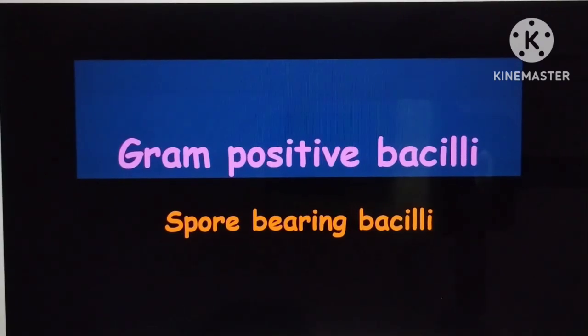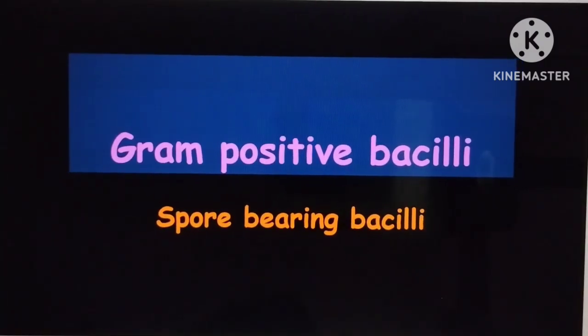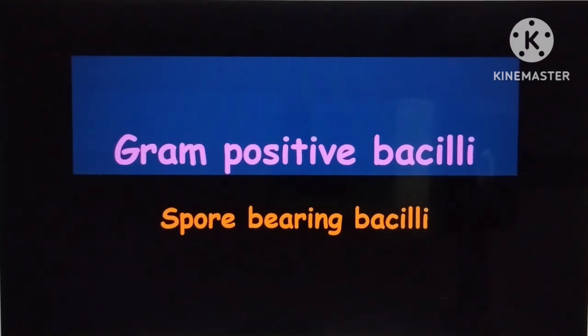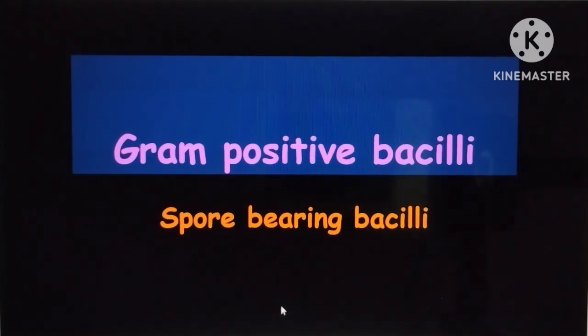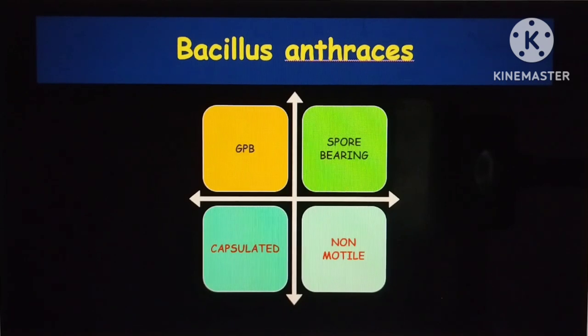Hello friends, in this video we will deal with gram-positive bacilli. I have divided gram-positive bacilli into spore-bearing and non-spore-bearing bacilli. Under spore-bearing bacilli, we will discuss two species: one is Bacillus anthracis, another one is Clostridium. Coming to Bacillus anthracis, it is a gram-positive bacillus, spore-bearing, capsulated and non-motile.